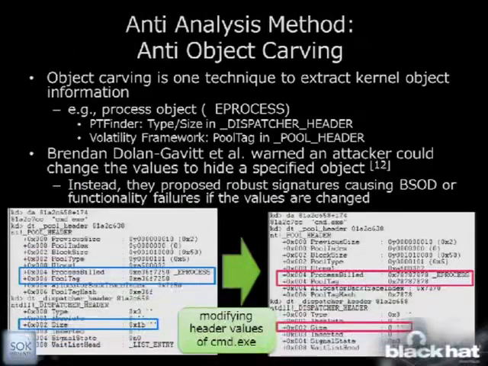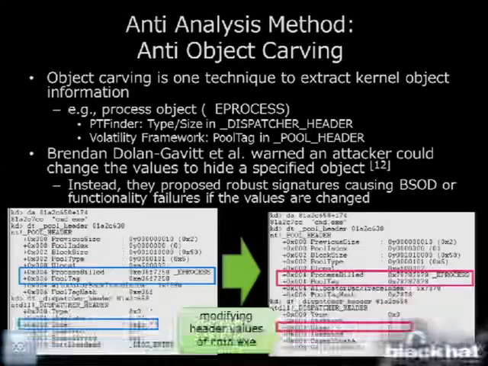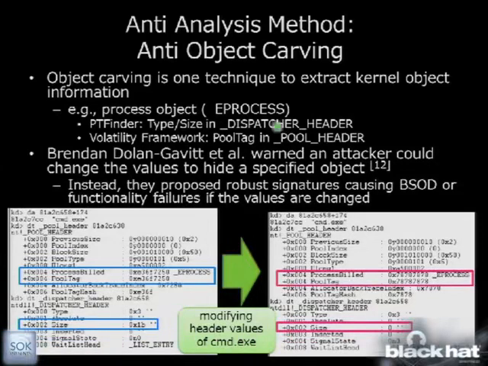This is an example of an anti-analysis method. Some memory analysis tools use object carving. That is a technique to extract kernel object information. Generally, object carving finds the objects by searching fixed values and strings. For instance, to find a process object, the dispatcher header and pool header are used. But Dolan-Gavitt gave a caution: attackers could change the values to hide a specific object.